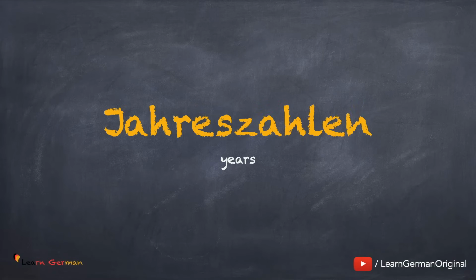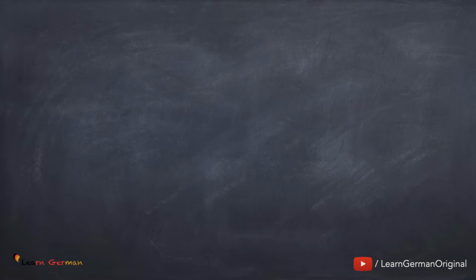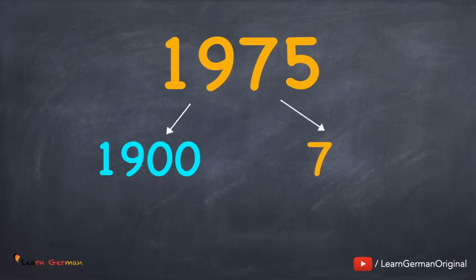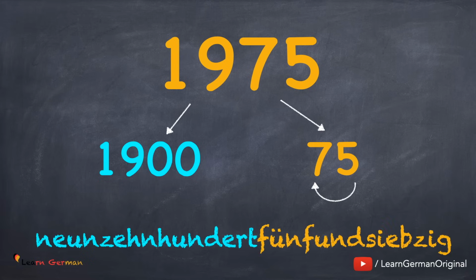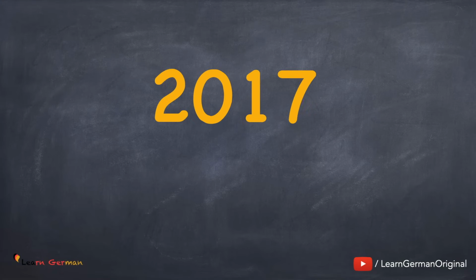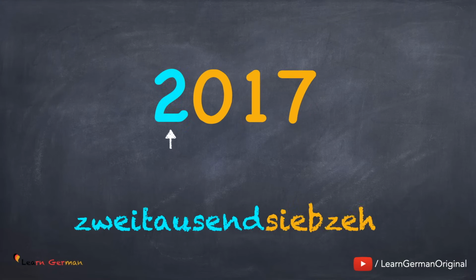Jahreszahlen. Let's learn how to say or write a year in German. So in this case, we would say 1900 plus 75. 1975. Moving on to another example. In this case, we would say 2017. Let's see how we can use these Jahreszahlen.